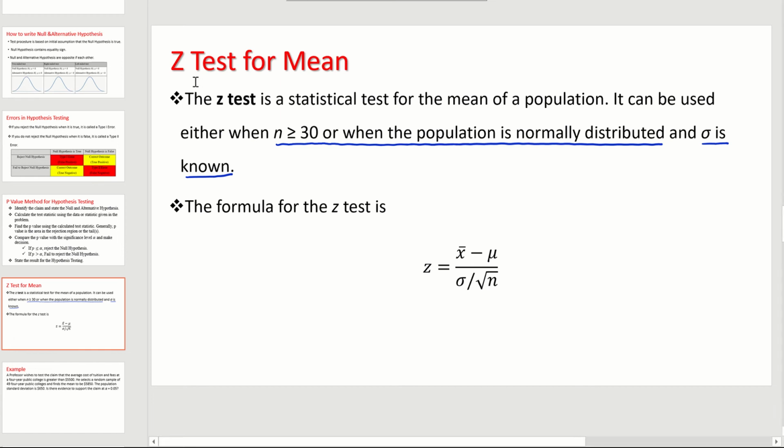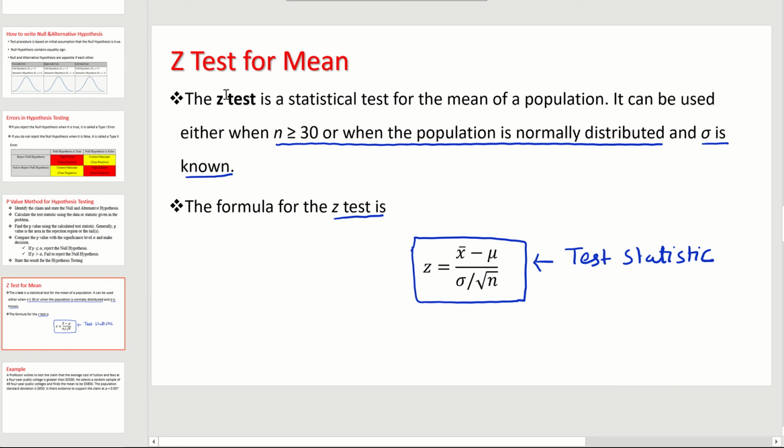And if we are using this test, the z-test for mean, we can find the test statistic, and that is given by this formula here. Z is equal to x bar, that is the sample mean, minus the population mean, divided by sigma over square root of n. This is the formula to calculate the test statistic.